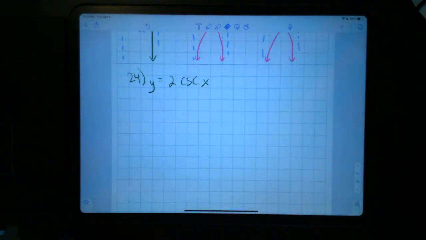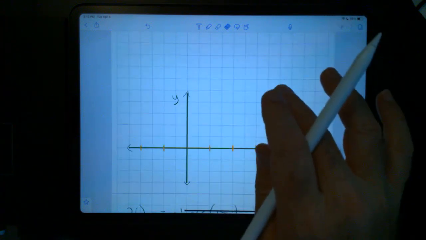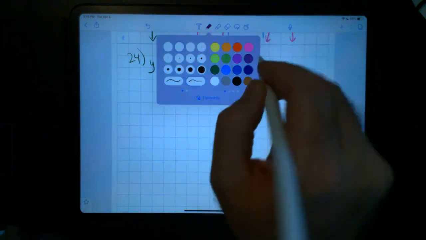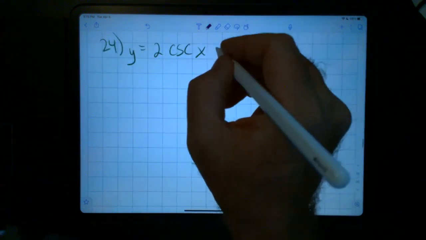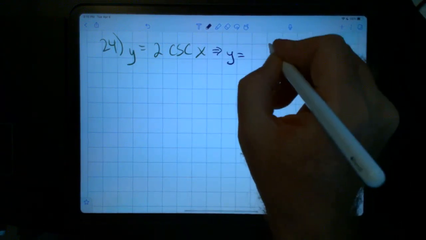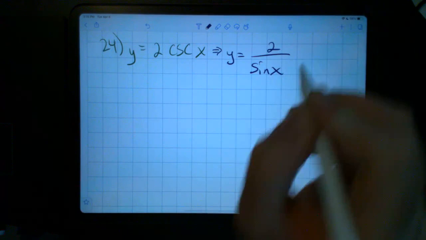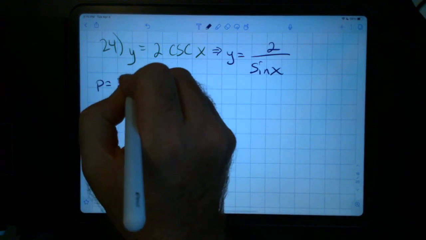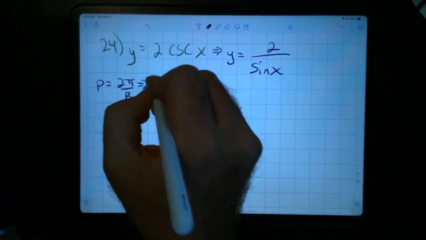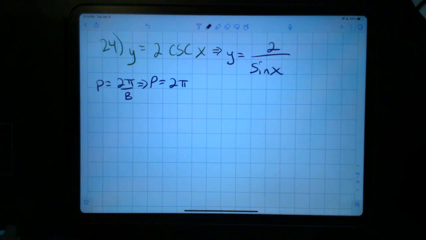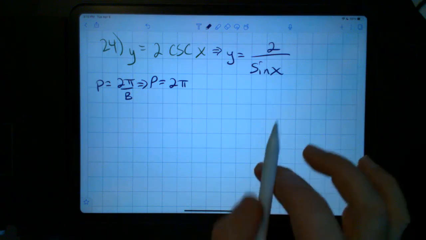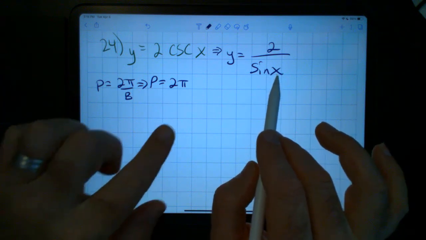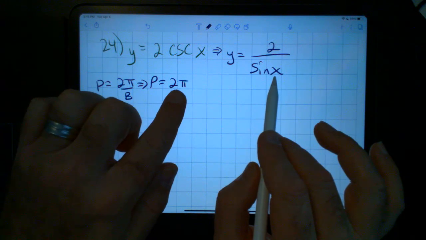Okay. y equals 2 cosecant of x. So this is the same thing as y equals 2 divided by sine of x. The period is going to be 2 pi divided by b, so our period is going to be 2 pi. Our asymptotes are when the denominator is 0, so this is going to be at 0 and 1 pi and 2 pi and 3 pi.